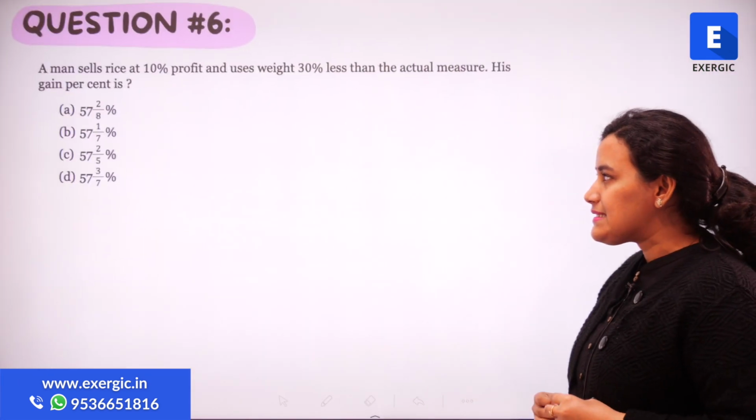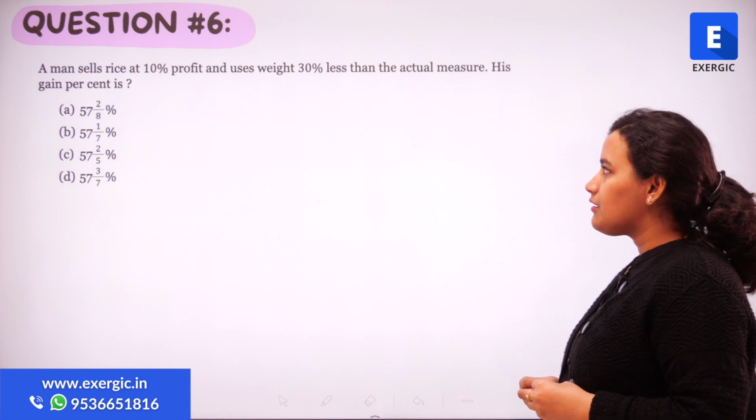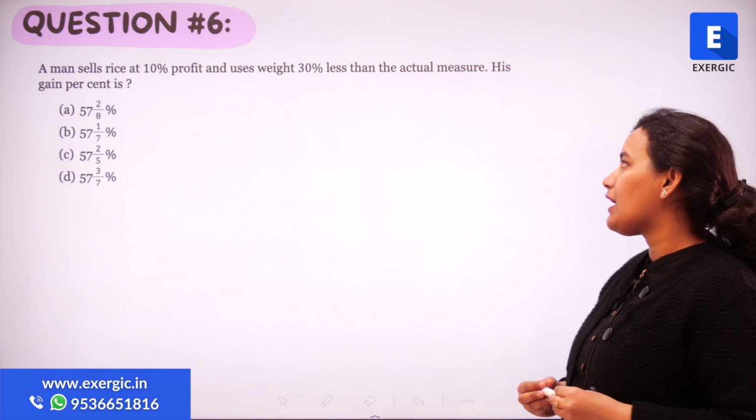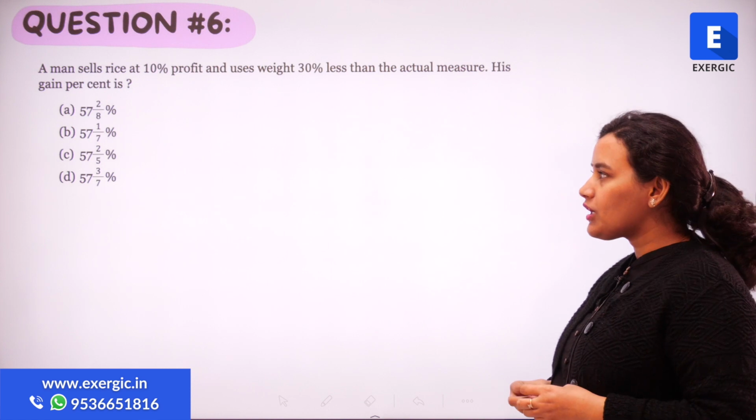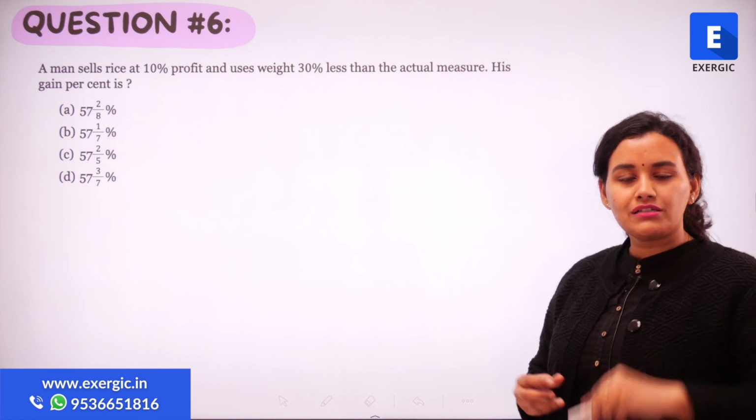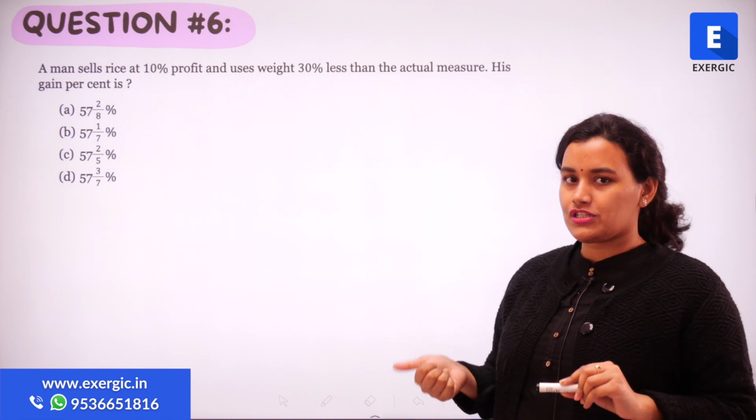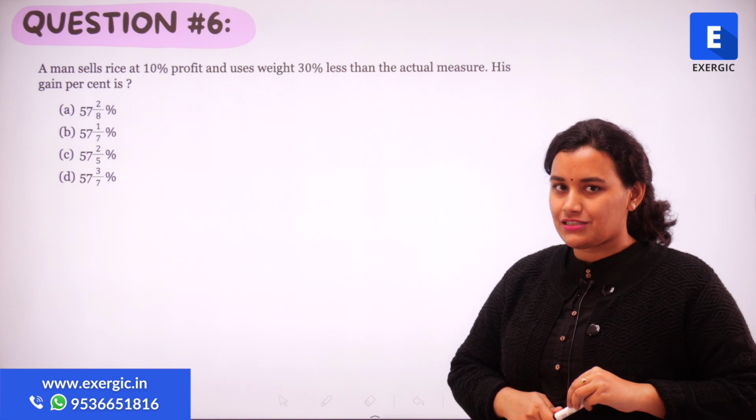A man sells rice at 10% profit and uses weight 30% less than actual measure. What is his gain percentage? Do pause the video and give the question a try, and only then play the video and cross-check it with the solution that I have discussed.